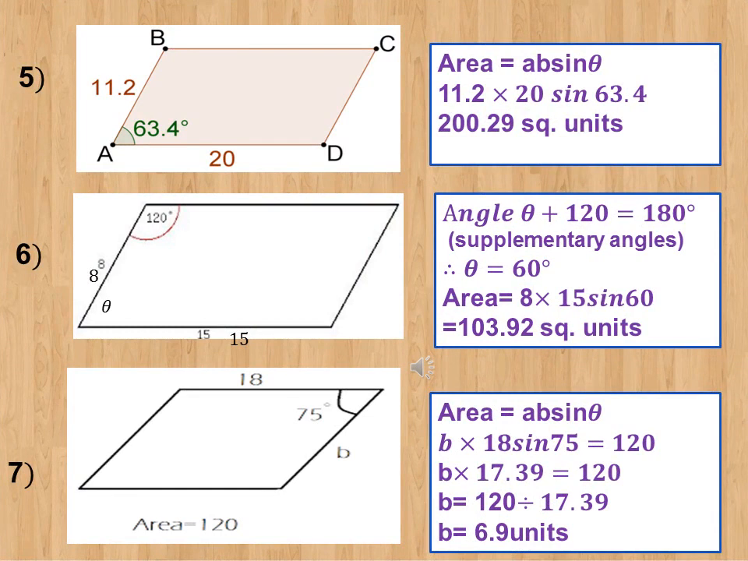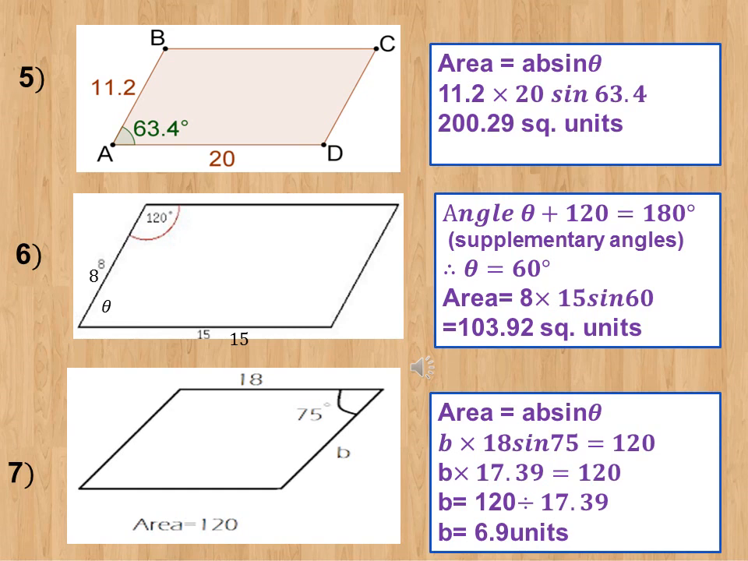So we can use that idea to look at the next examples, examples 5, 6, and 7. In example 5, we have the angle given as 63.4 degrees, and the two sides that make that angle, which are 11.2 and 20. So the area of this parallelogram is AB sine theta, which is 11.2 times 20 sine 63.4, giving 200.29 square units.